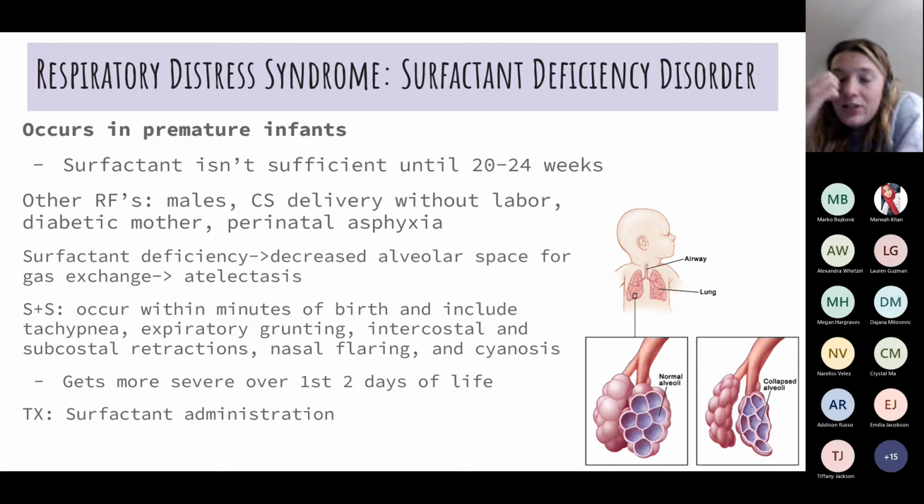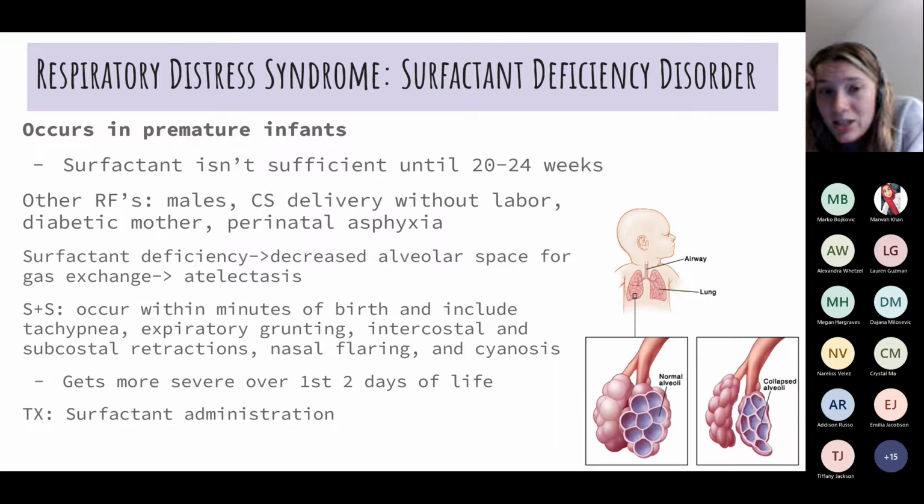Respiratory distress syndrome is also called surfactant deficiency disorder. The amount of surfactant produced isn't sufficient for life until about 20 to 24 weeks. I don't know if Dr. Rinaldi talked to you about the age of viability, but essentially if you have a pregnant mom coming in at 18 weeks and she ends up delivering, her child most likely is not going to be able to survive due to the lack of surfactant that has been produced.